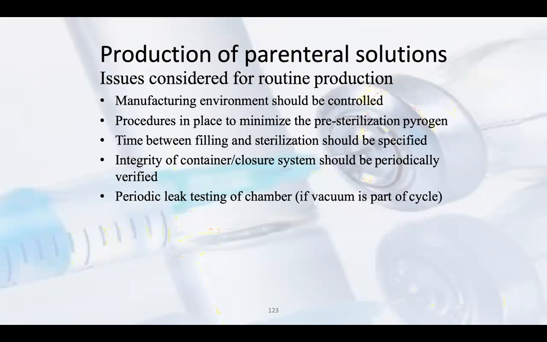The production of parenteral solution: these are the issues considered for routine production. What do they do? The manufacturing environment should be controlled. Procedures should be in place to minimize pre-sterilization pyrogens. Time between filling and sterilization should be specified, so that during that time nothing else is added to the formulation. Integrity of the container closure system should be periodically verified. Periodic leak testing of the chamber, if vacuum is part of the cycle, has to be done.